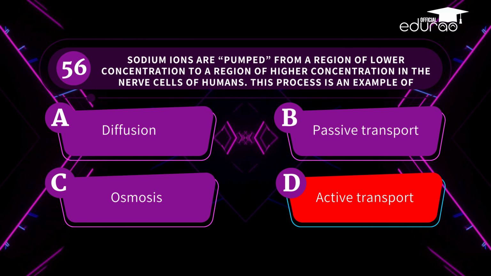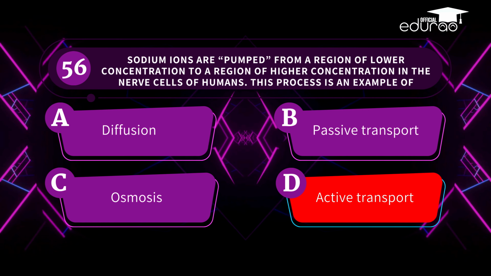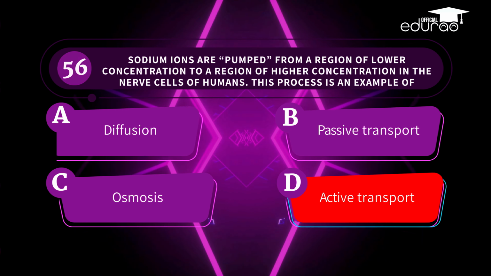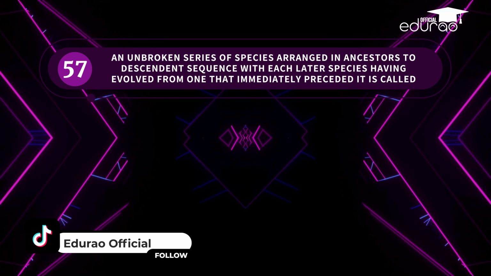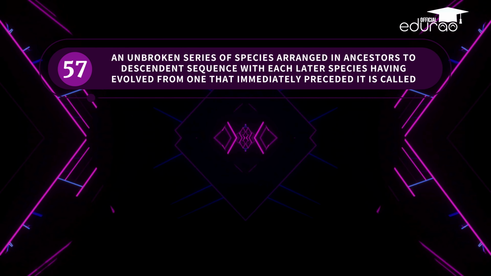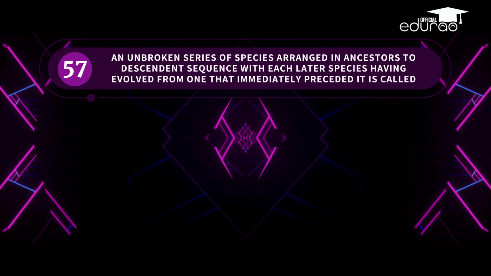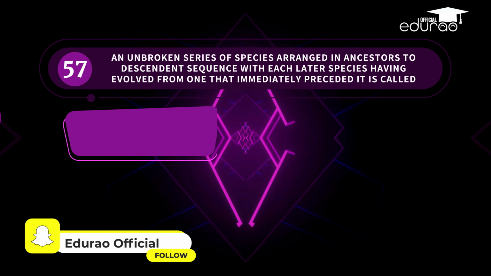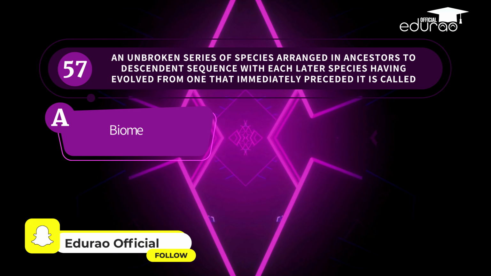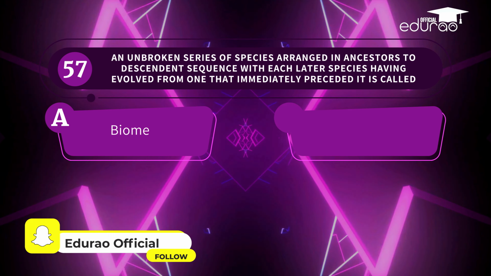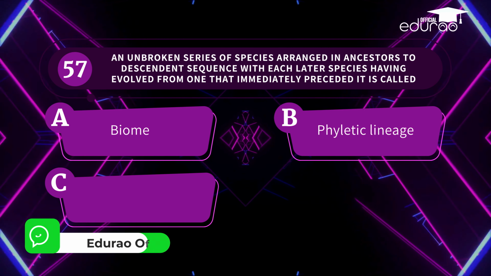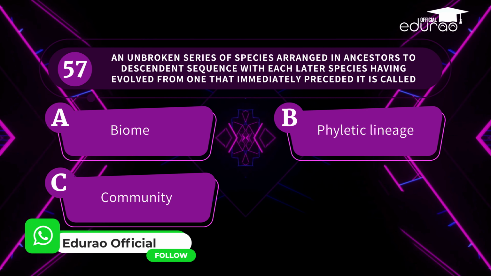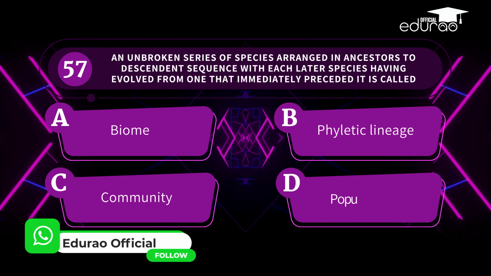You've hit the right spot. The correct answer is active transport. Question 57. An unbroken series of species arranged in ancestor to descendant sequence, with each later species having evolved from one that immediately preceded it, is called A. Biome. B. Phyletic lineage. C. Community. D. Population.